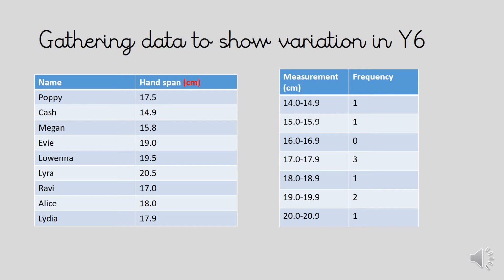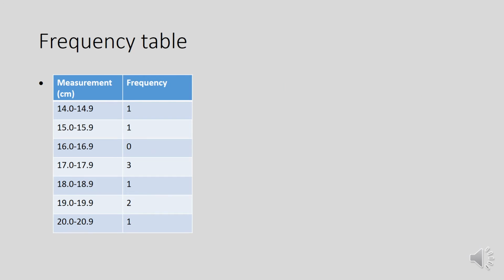So this is just one class's data, but we're going to put it with the rest of Year 6 data all together. So this is the data for the entire Year 6, and you can see that there's variation across the entire of Year 6 that are in school. Can you see which measurement occurred the most frequently?